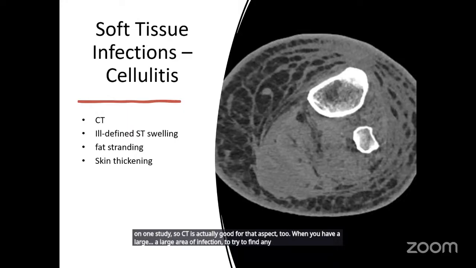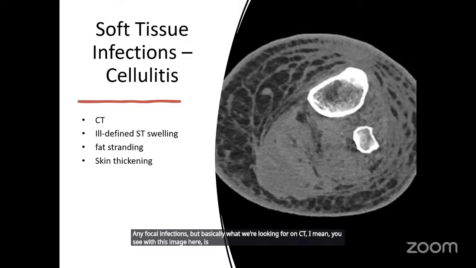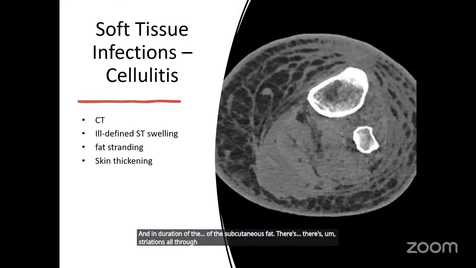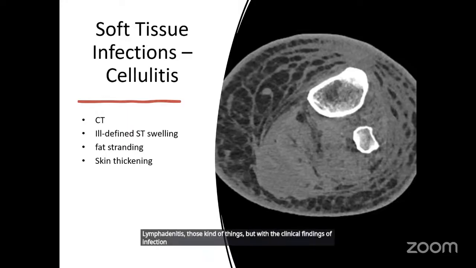So CT is actually good for that aspect too, when you have a large area of infection, to try to find any focal infections. But basically what we're looking for on CT, and you see with this image here, is skin thickening and induration of the subcutaneous fat. There's striations all through the fat there, which is indicative of edema, and the skin thickening is very pathognomonic for cellulitis in the correct clinical setting. Other things can look like this: renal insufficiency, lymphadenitis, those kinds of things. But with the clinical findings of infection and laboratory findings, this is very indicative of cellulitis.